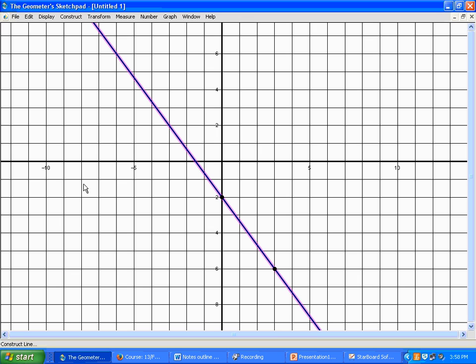Once again, an easy check is to look at the line, read it from left to right, and determine that this line is headed downhill, therefore the slope is negative.